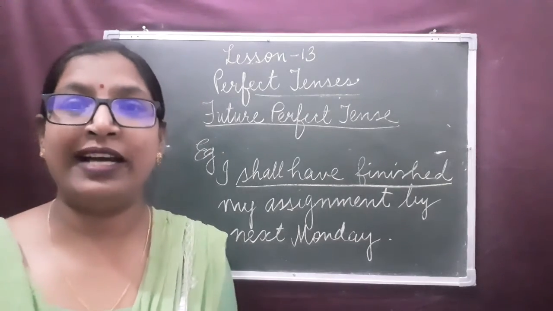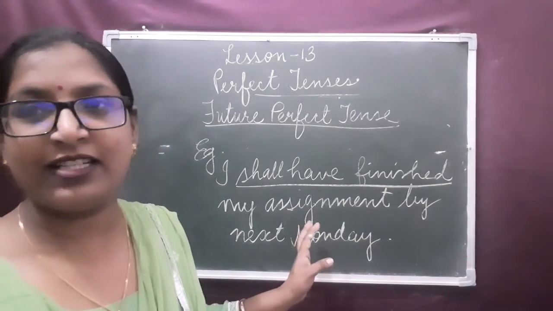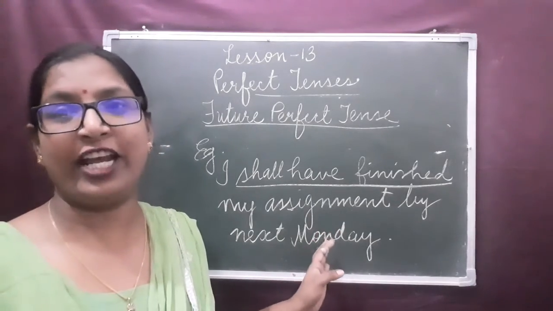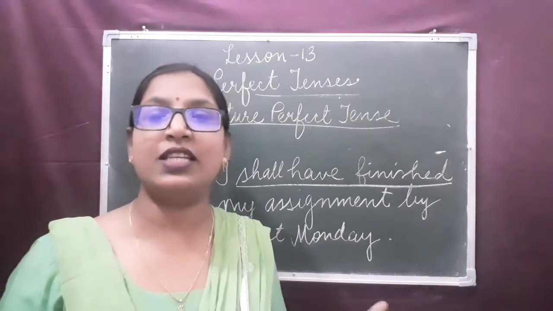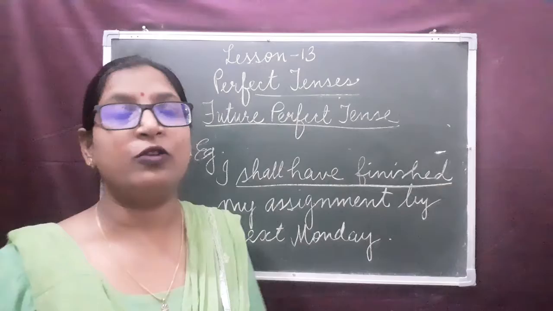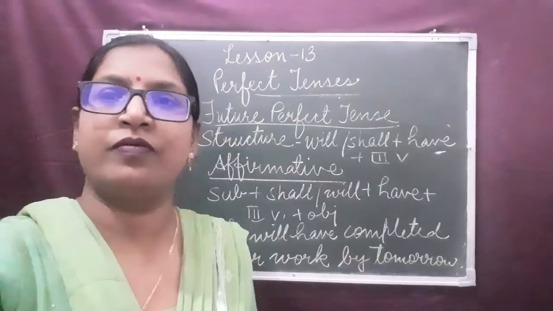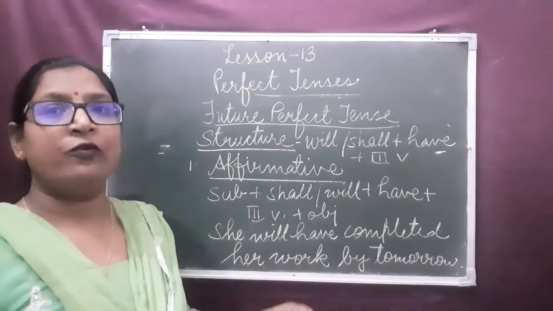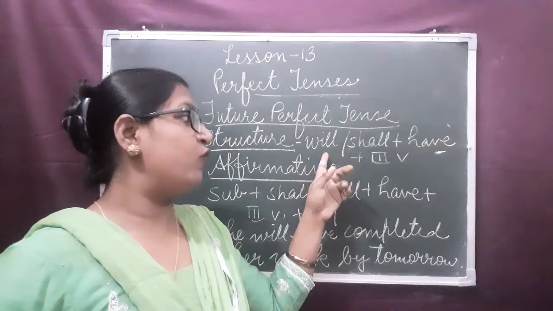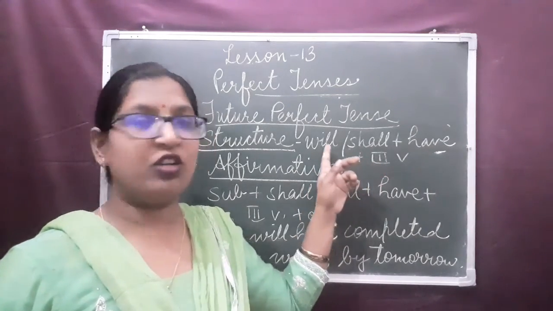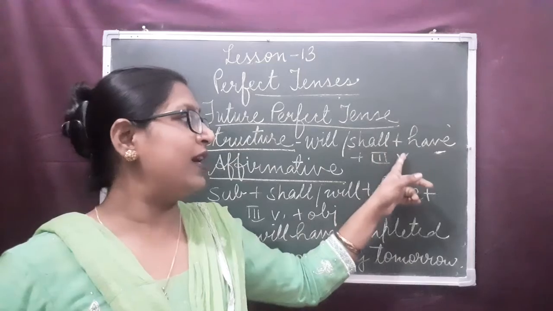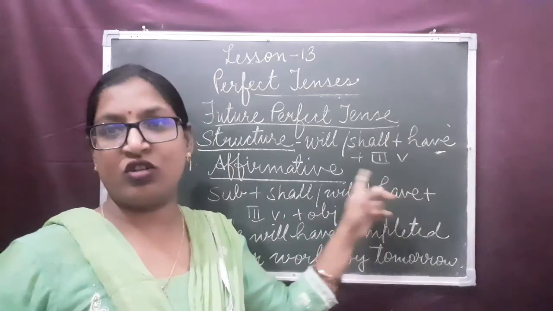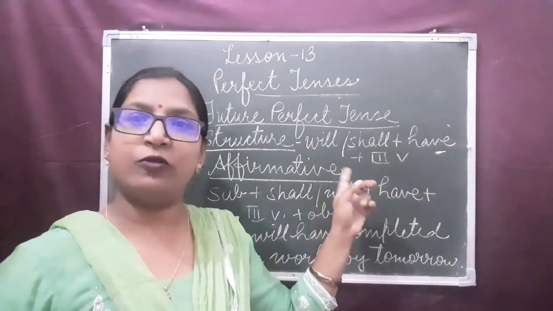So, now I hope you understood what is future perfect tense. Let's study the structure, how we frame the different kinds of sentences in the future perfect tense. Now, dear children, the structure of future perfect tense is will or shall, the modal auxiliary, plus have plus third form of the verb. This is the structure of the verb we use in future perfect tense.